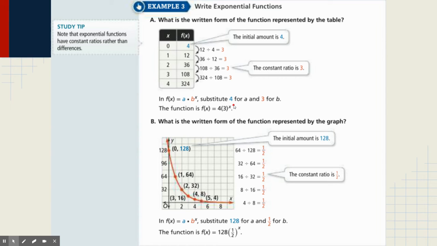If you are trying to do this from a graph, you want to come up with ordered pairs and use a similar concept. You can tell what the initial amount is by seeing the y-intercept, so that'd be 128. You can see here that this is decreasing, so you know the constant ratio is going to be less than 1. Then by simply doing 64 divided by 128, 1/2. 32 divided by 64, 1/2. 8 divided by 32, 1/2, and so on. So your function would be 128 times 1/2 to the x power.